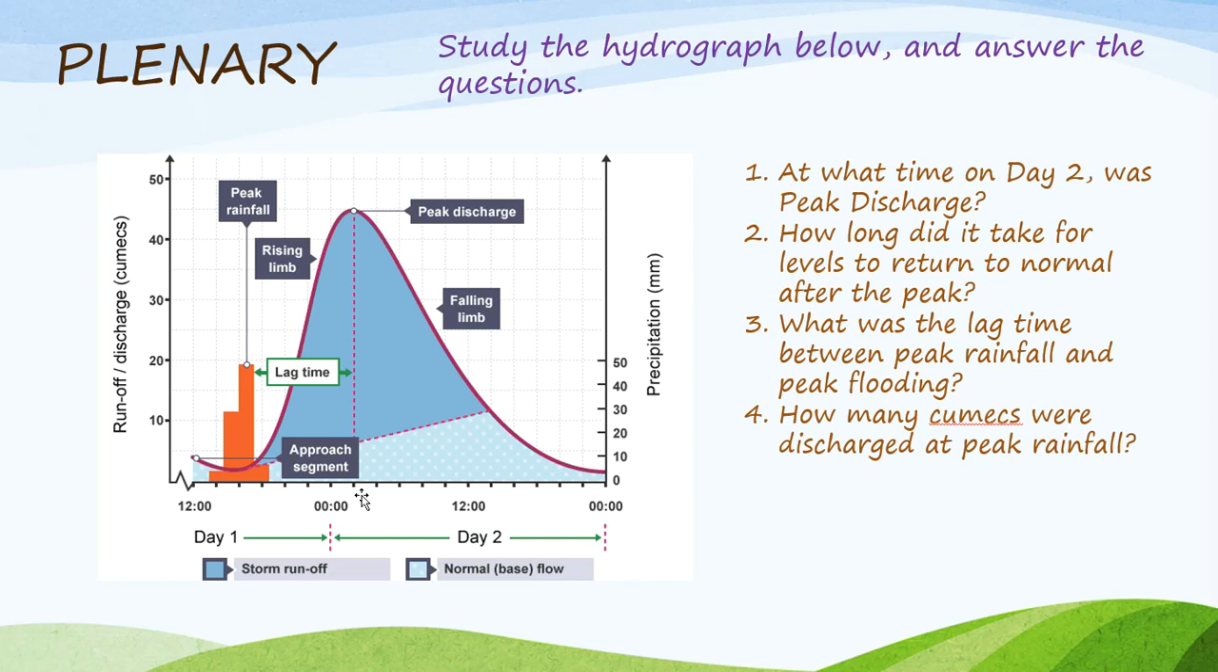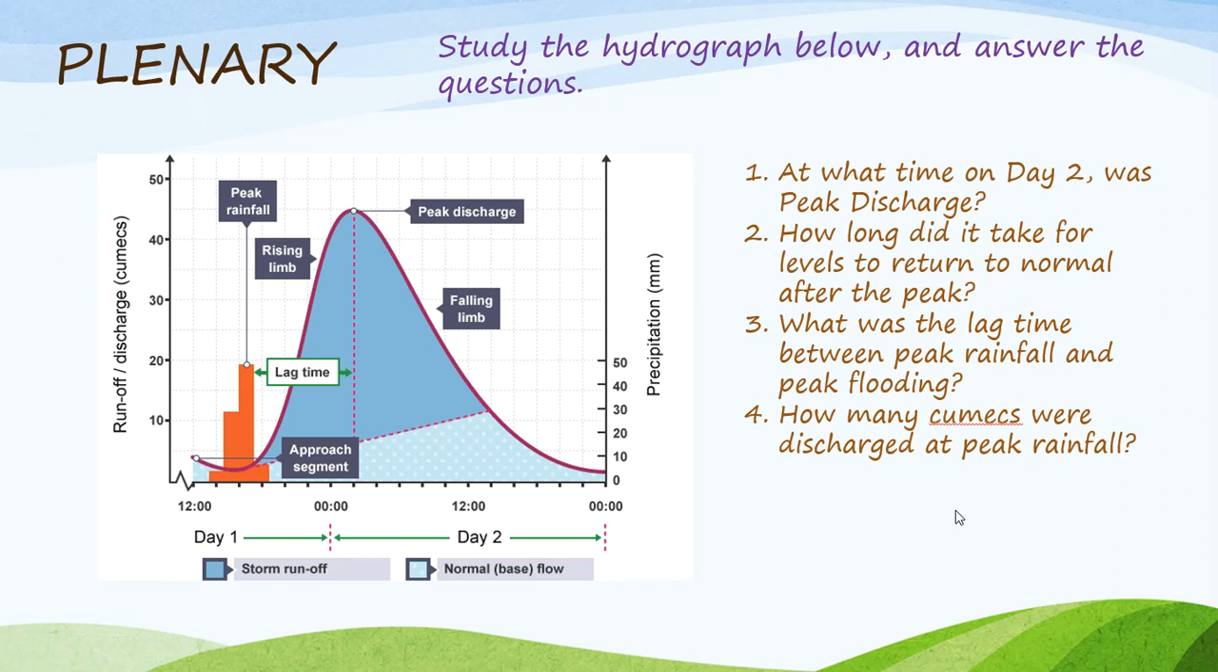So, question 2, how long did it take for levels to return to normal after the peak? If 1 o'clock in the morning was peak discharge and the levels go back to about normal, roughly at the 0 point or 5 point, we can see that it's probably about 1 day, 24 hours, just under 24 hours for that level to return to normal.